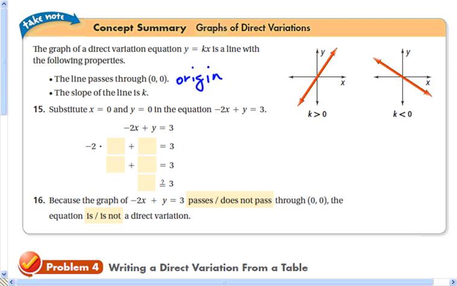So I don't know if the question is here, but we're wondering, is it a direct variation? To see if it is, it must pass through the origin. If it passes through the origin, that means that (0, 0) is a solution for x and y, so we can substitute 0 in there for x and 0 in there for y, and it should be true. And 0 plus 0 equals 3 is not true. So that's false. So this is not a direct variation because it does not pass through (0, 0).